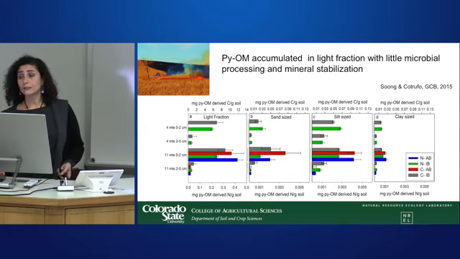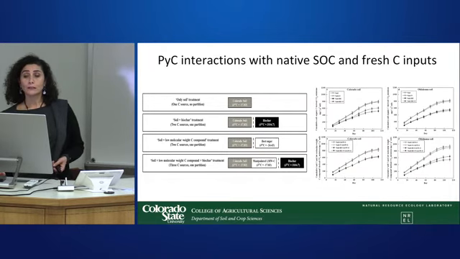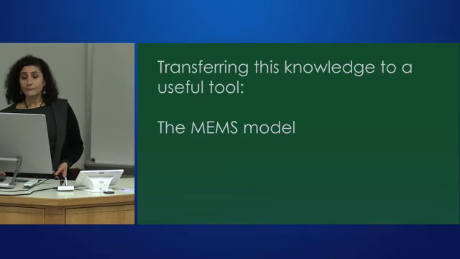And the other interesting thing about the pyrogenic organic matter is that it interacts with the SOC and the fresh carbon. In particular, when it's fresh, it might suppress some of the native respiration. I'll jump to this.